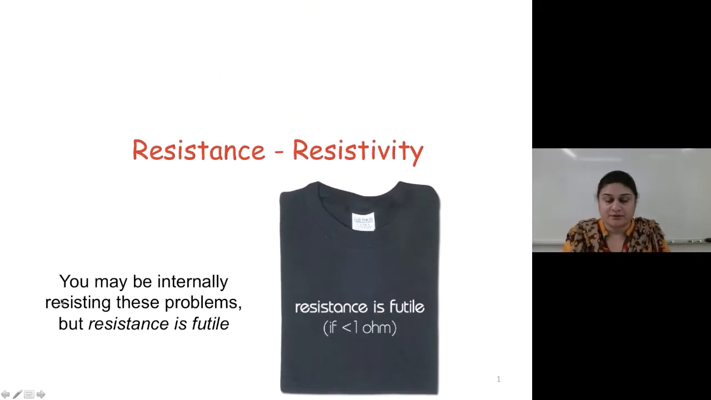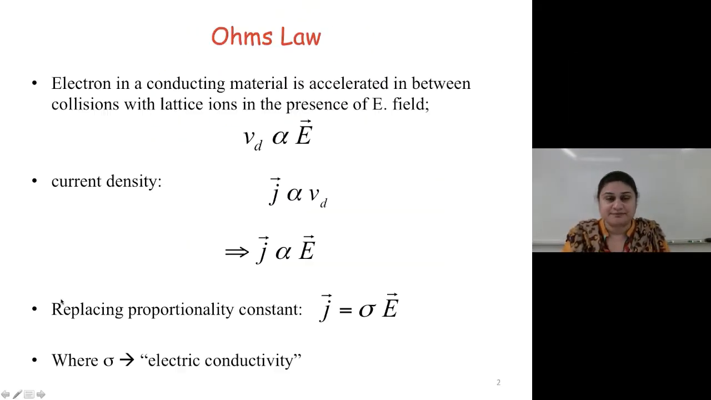Now let's talk about resistance and resistivity. Electrons in a conducting material are accelerated in between collisions with lattice ions in the presence of an E field. So this means the drift velocity is proportional to the E field. We know from the last movie that current density is proportional to Vd, right? So this implies J, or current density, is also proportional to electric field.